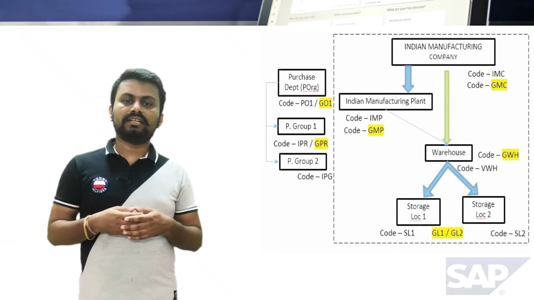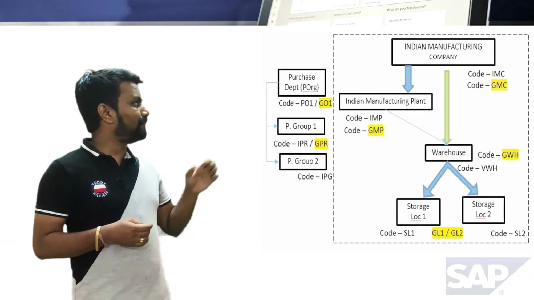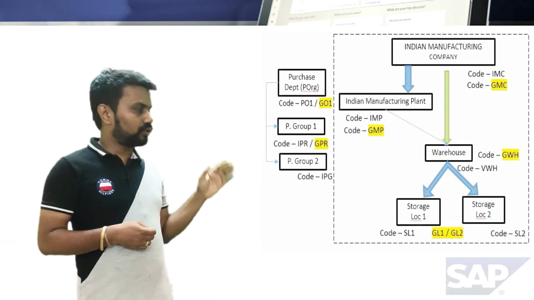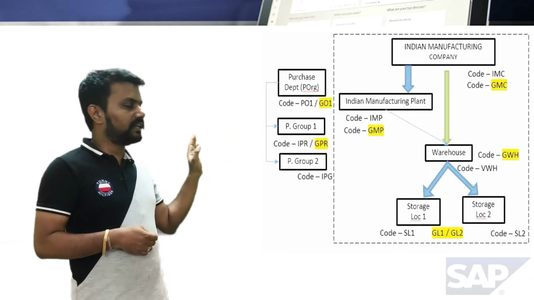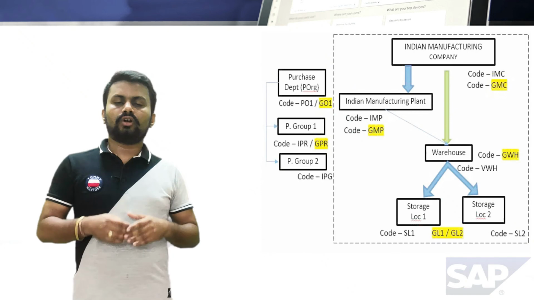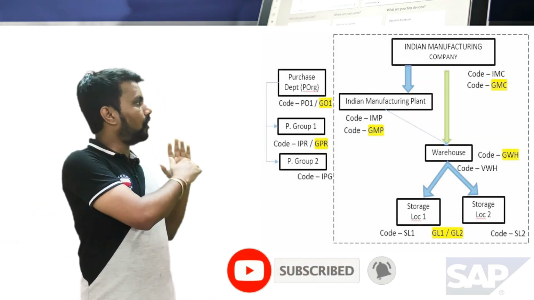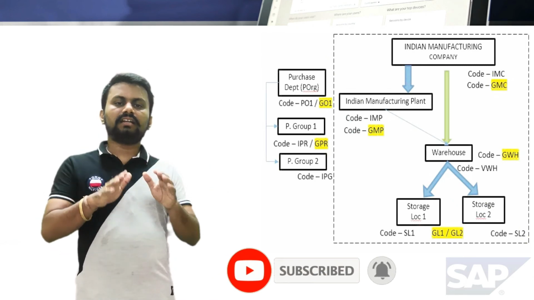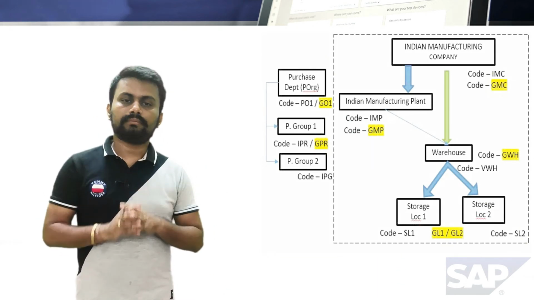In SAP language that is called assignment. We are going to assign the plant code to the company code, storage location and warehouse to the plant and the company, and purchasing organization and purchasing groups to the plant and the company. Accordingly, we will establish a relation among all these elements and then a structure will be ready for further execution of the transactions in SAP.